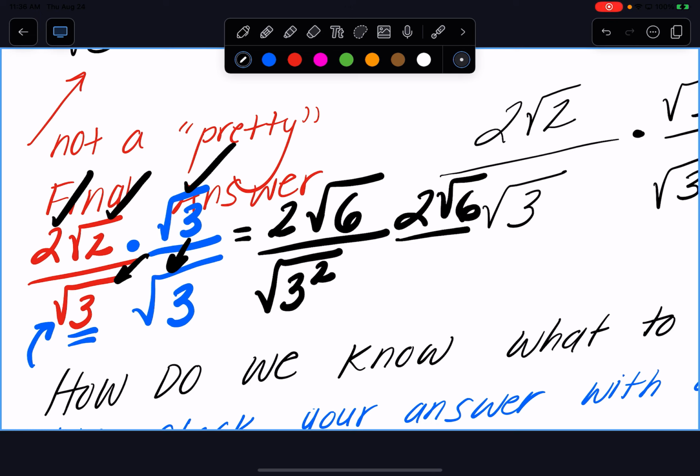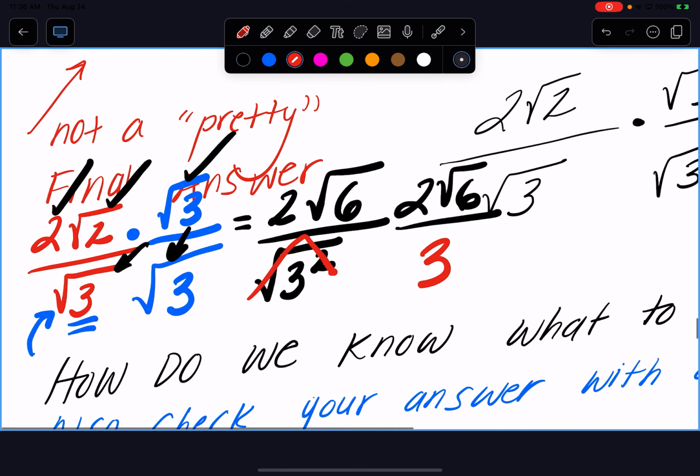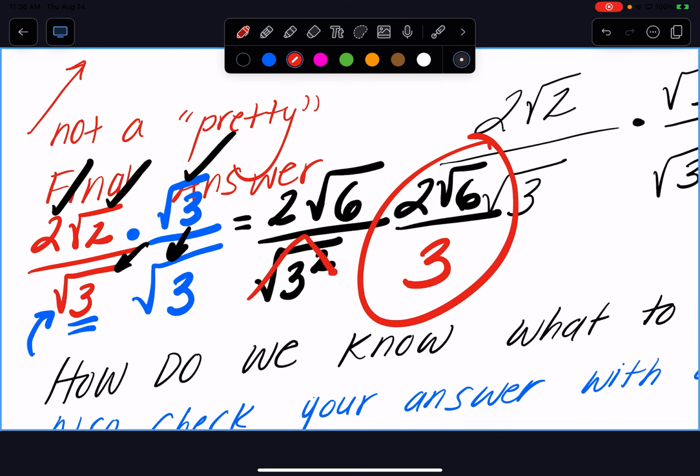2 root 6 over 3. Not 3 squared. Doesn't the square root and square cancel out? 3, done. Now look, I'm telling you.